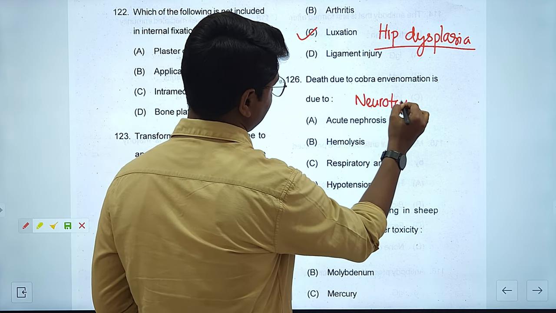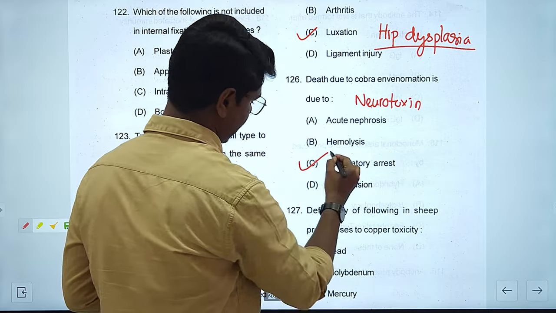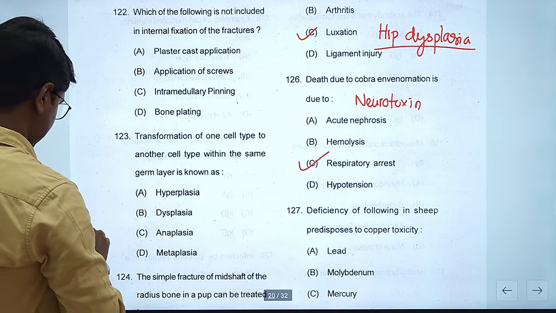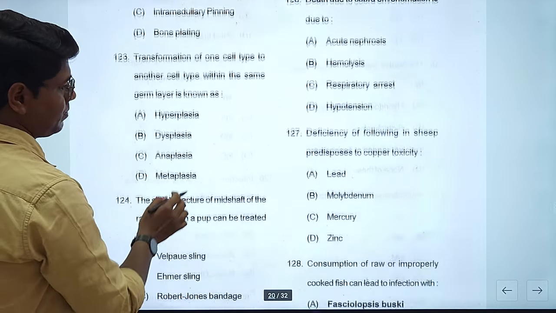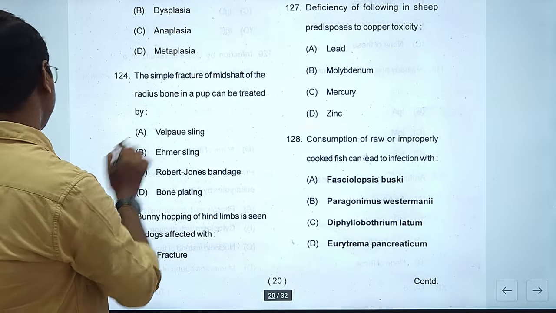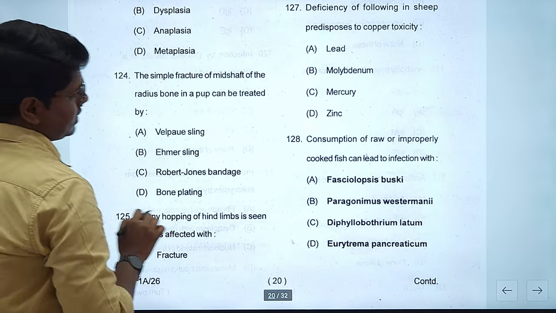Death due to cobra envenomation: cobra venom is basically a neurotoxin, so you will find respiratory paralysis, respiratory arrest. Next question, deficiency of which of the following predisposes to copper deficiency? Copper and molybdenum are related, so the answer is molybdenum.